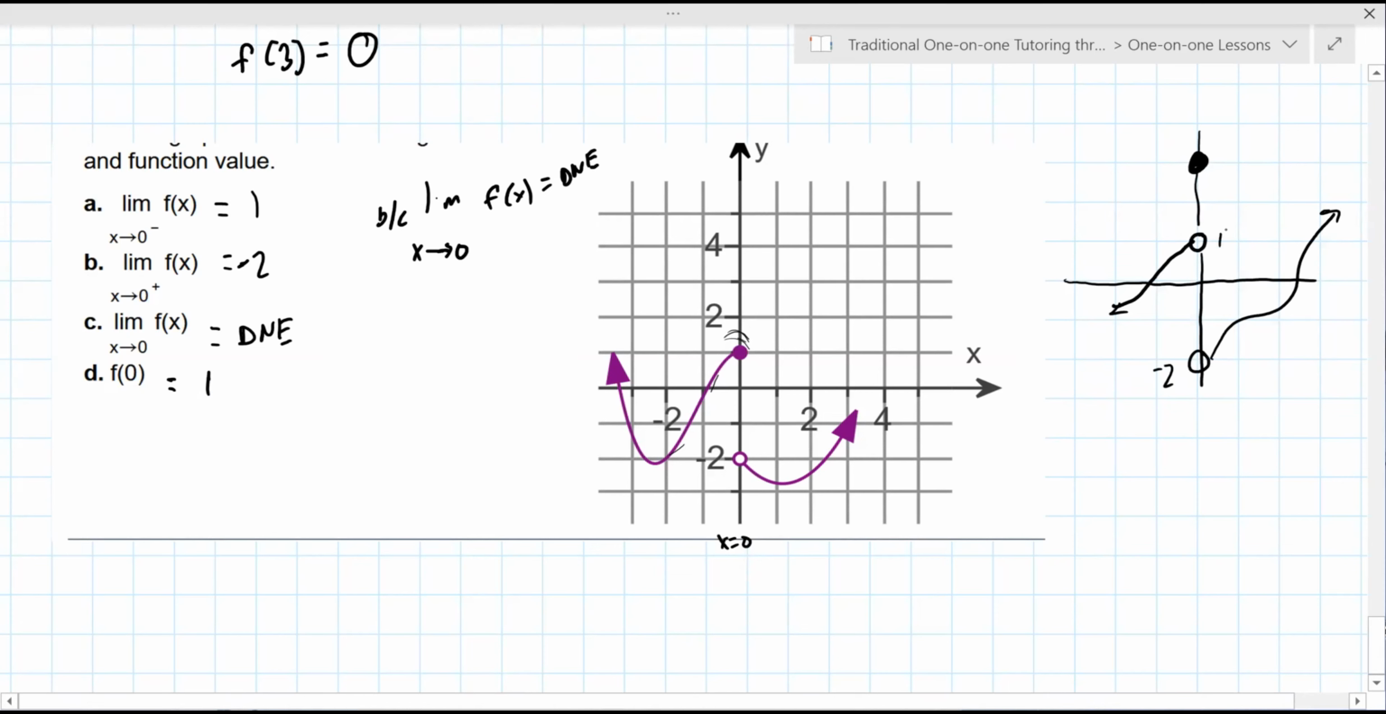So here the limit from the left is 1. The limit from the right is -2. But the function is defined up here at 3. So that's like this scenario here, but instead of this being filled in, it's filled in up here.